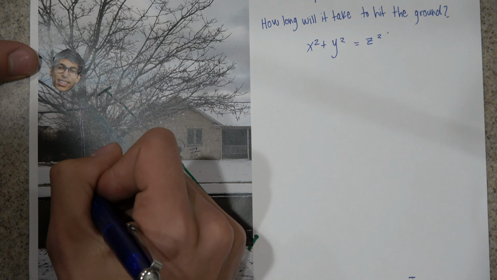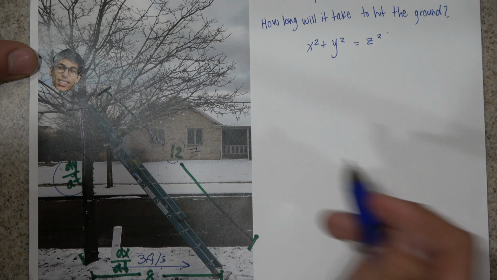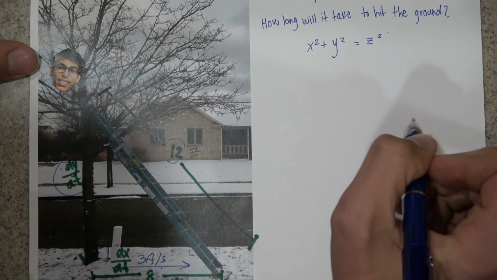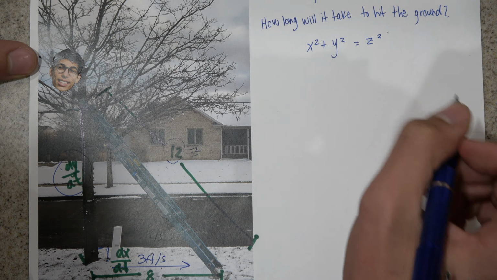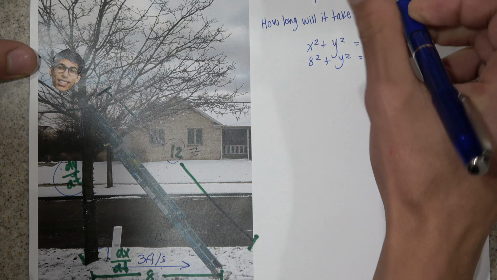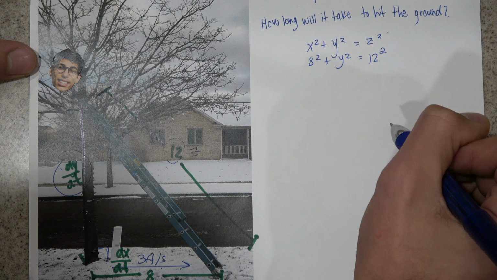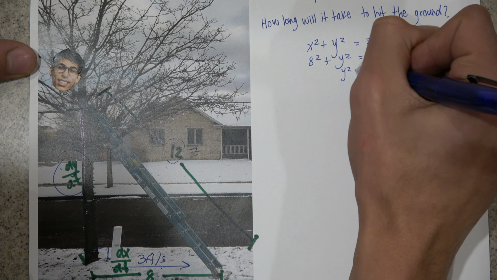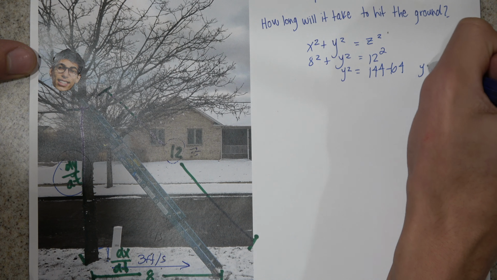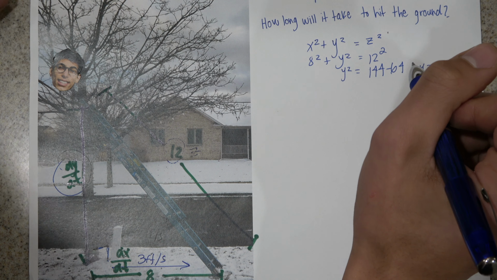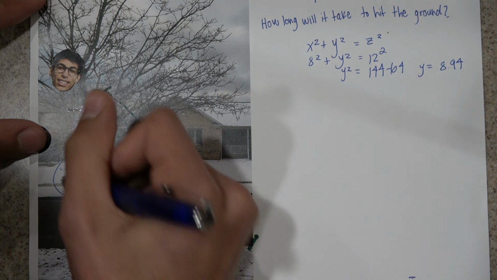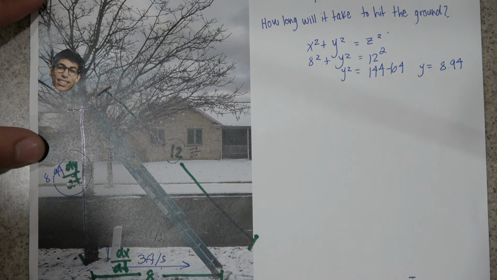The first thing we actually have to do is solve for this length y. And because right here this is a right triangle, we can use the Pythagorean theorem to solve for y as well. So, plugging in our values, we have x squared plus y squared equals z squared. Solving for y, we have y squared equals 144 minus 64. So y is equal to the square root of 80, which is 8.94. So this value is 8.94.